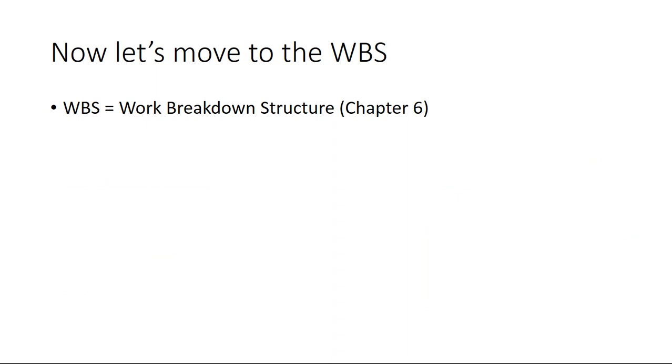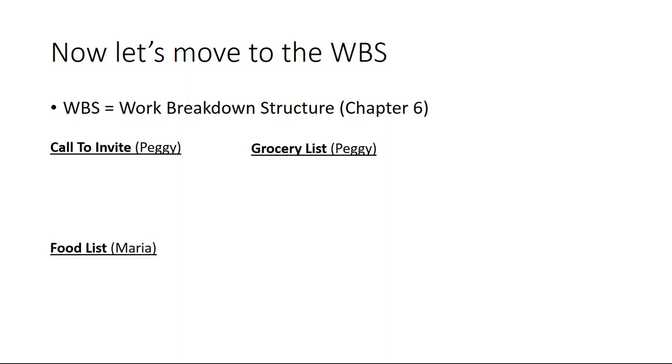Then you're ready to move to the work breakdown structure. And the work breakdown structure is either graphical, and your textbook shows both versions, or an outline format for setting up your work breakdown structure. I prefer the outline structure. What it lets me do is break down the types of tasks that need to be done first. So call to invite, and someone will say, I'll do those. The food idea list. Okay, I'll gather that and then go from there.